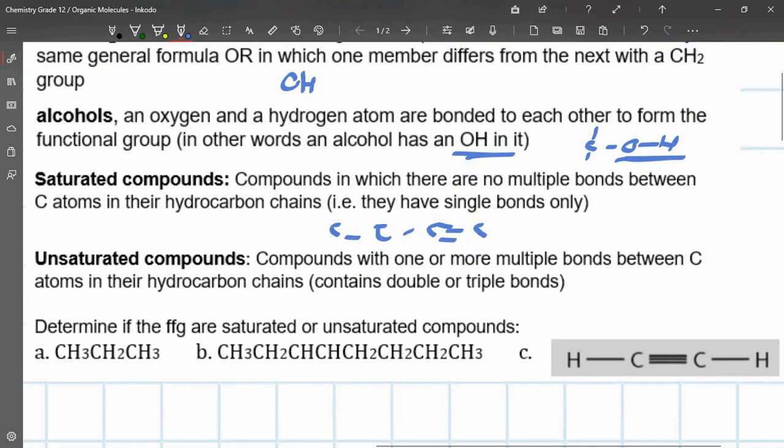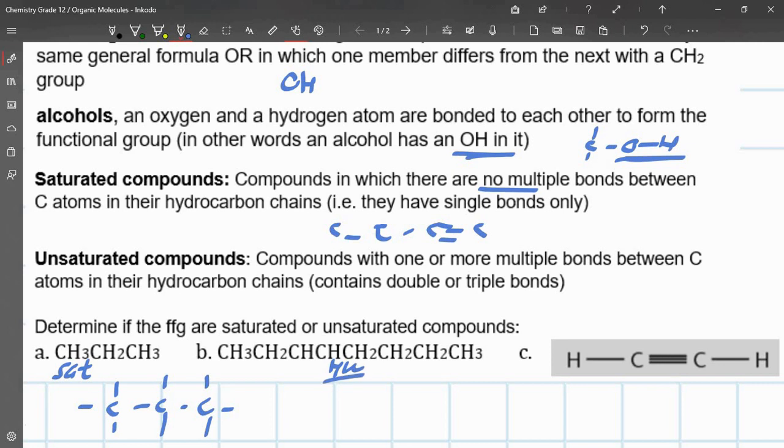Let's do a couple of examples. Determine if the following are saturated or unsaturated. Okay, let's just do this structural formula to check what this is. CH3, CH2, CH3. Can you see any double or triple bonds? No. That means there are no multiple bonds between them. Therefore, this one here is saturated.